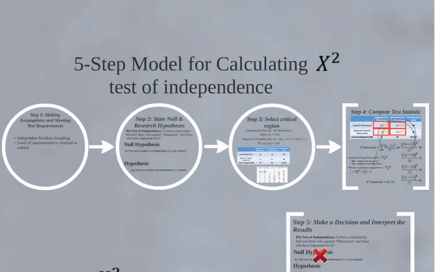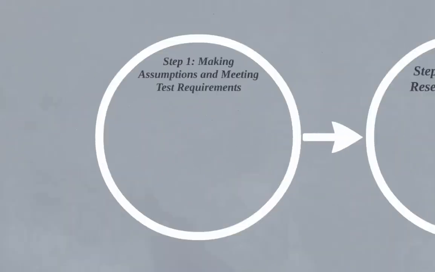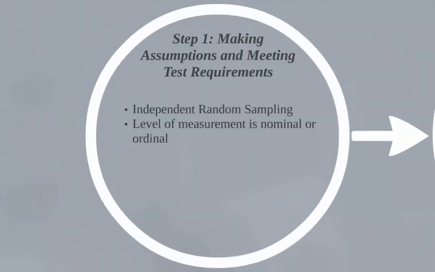So that's walking through the model of calculating the chi-squared test of independence. Now let's take a look at the 5-step model for calculating chi-squared goodness of fit. You'll see a lot of similarities here, with just a few slight differences. Making the assumptions is the same: independent random sampling, and level of measurement is nominal. The difference here is we're working with one variable instead of two.